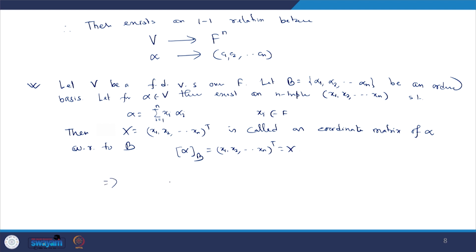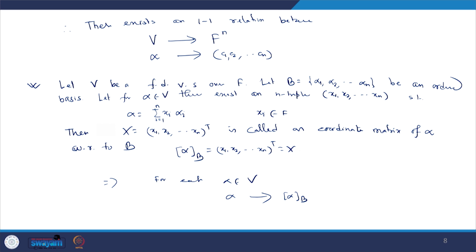So, this implies for each alpha belonging to V, there exists a coordinate matrix. There is a one-to-one map between the set of elements of capital V and the space of n-tuples. If you consider any n-tuple, say x1, x2, ..., xn belonging to F^n, we have seen that the sum of xi alpha i will be an element of capital V. Now, this (x1, x2, ..., xn) transpose, I am calling the coordinate matrix. So, for each alpha there exists a coordinate matrix, and a one-to-one relation holds good.